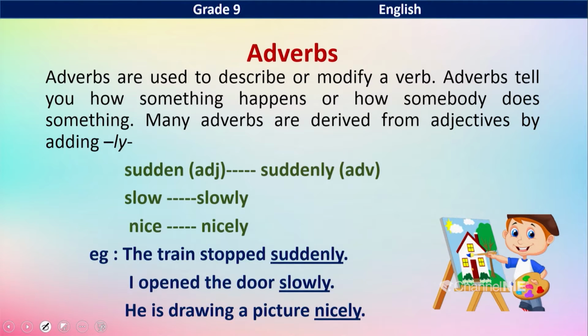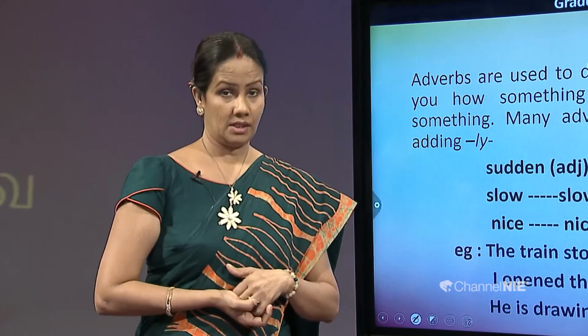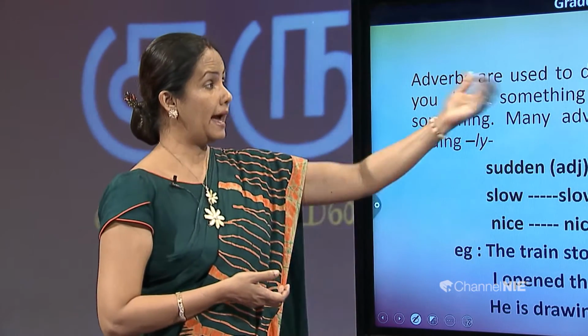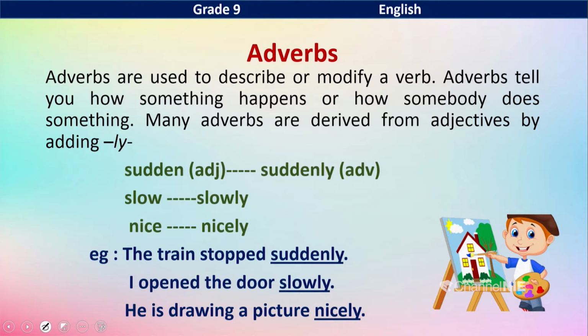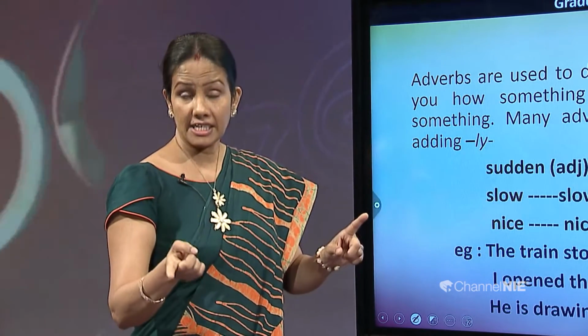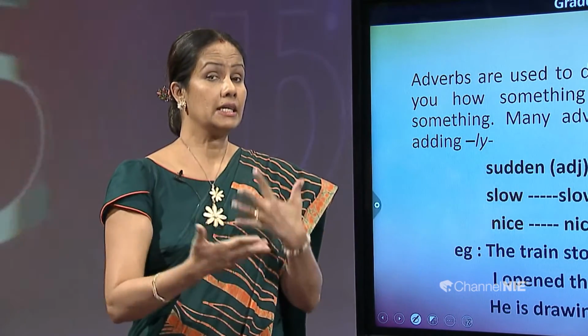Now, after verbs, we are moving into a very special section, adverbs. Actually, adverbs are used to modify or describe a verb. You know what a verb is now? If you want to describe that verb, we use adverbs. Adverbs tell you how something happens or how somebody does something. Many adverbs are derived from adjectives by adding ly. So I think our children by now know what an adjective is. Like adverbs, adjectives are also words that modify a noun, or in other words it tells more about the noun.